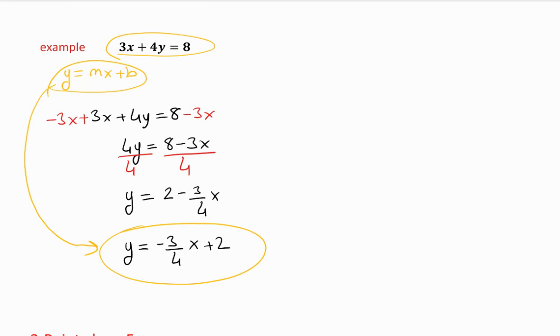Okay, so now we can easily say my slope is negative 3/4, and my y-intercept is the (0, 2) point. It's easy. Just try to leave y on the left side and the other things on the right side.